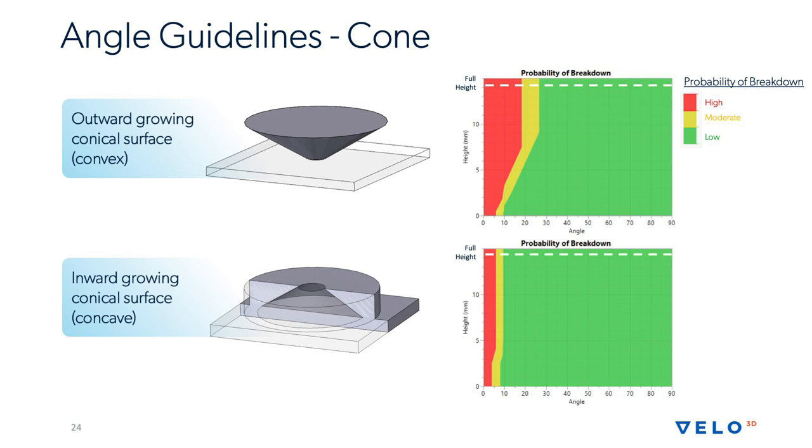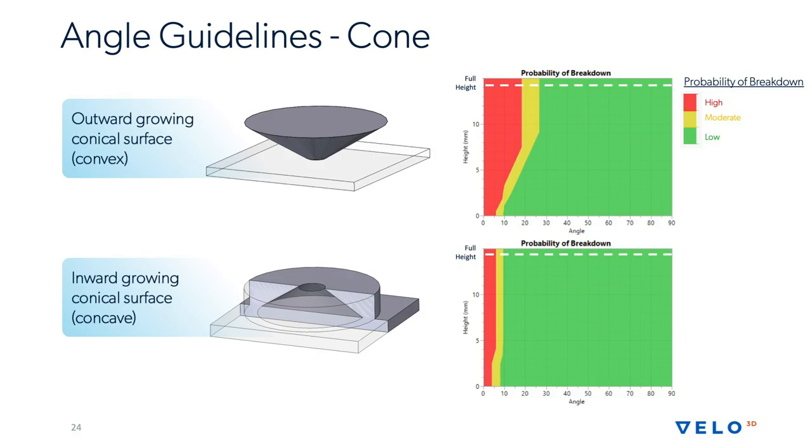Okay, getting into the next general example. I like to use cones as a simple analog for curved surfaces. And I usually speak about them in two classes. One is kind of an outward growing conical surface, or a convex surface, for example on the top. And the other one is inward growing. And these two behave very differently. I'll get into some examples of where this really applies after the slide.